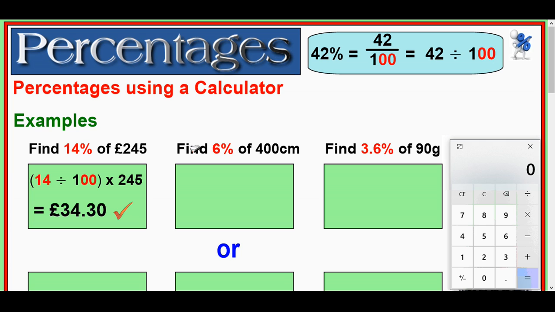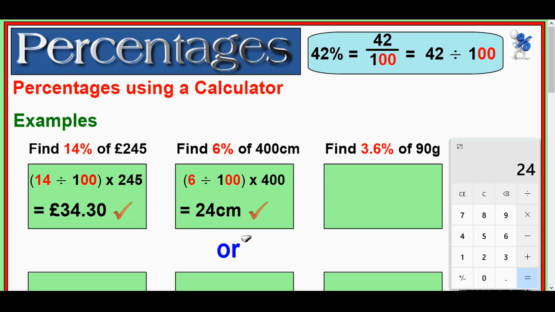Okay, let's look at the next example. Find 6% of 400 centimetres this time. So 6% is just 6 divided by 100, and then you times it by the 400. So let's look at that. 6 divided by 100, and you times it by the 400. That's 24. 24 centimetres. There's no need to put decimal points in this. It's not in pounds and so on.